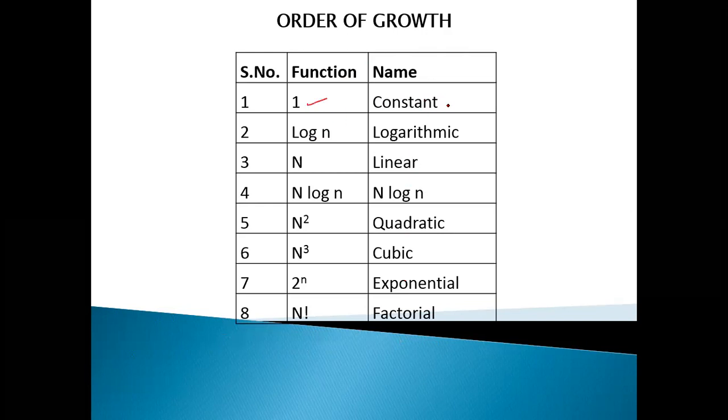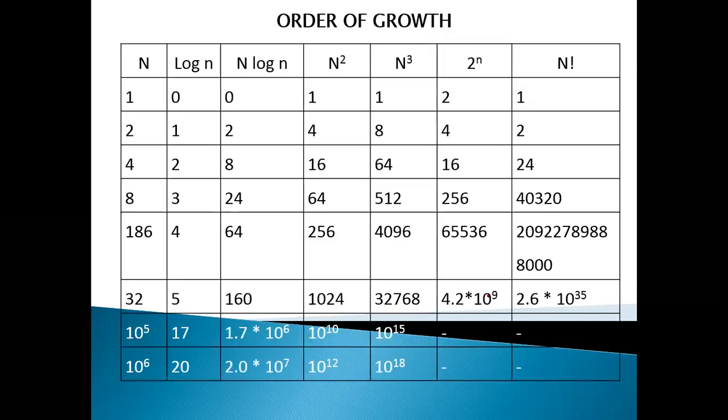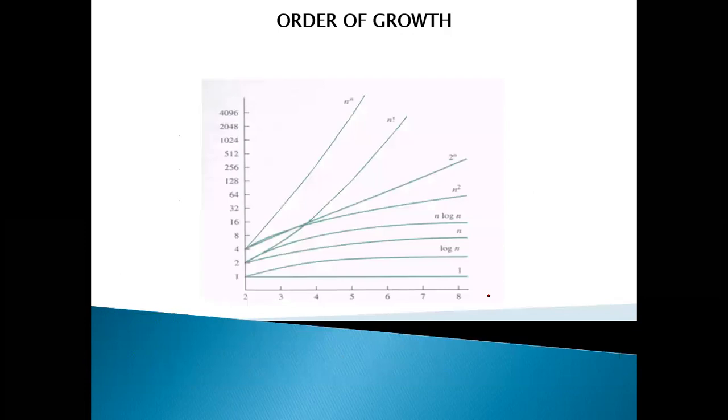So these are the inputs and this is the growth of those functions. If the input is 1, constant; log n, logarithmic; n, linear; n log n; n square, quadratic; n cube, cubic; 2 power n, exponential; and n factorial. So these are the values when the n value is 1. This is the output time for log n, n square, n cube and n factorial. So 2 log n, n square 4 times and so on. So this is order of growth.